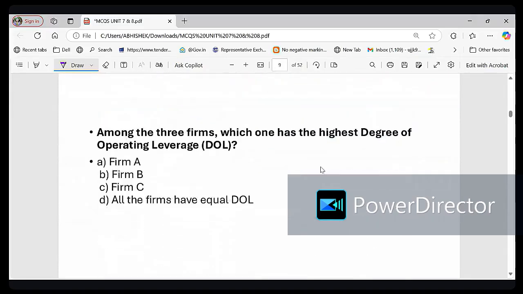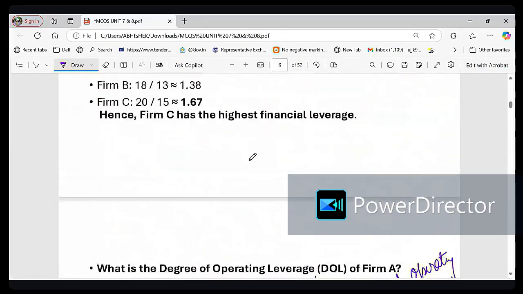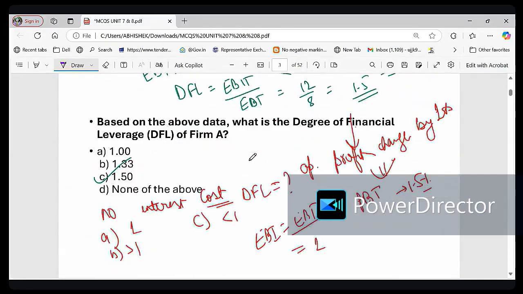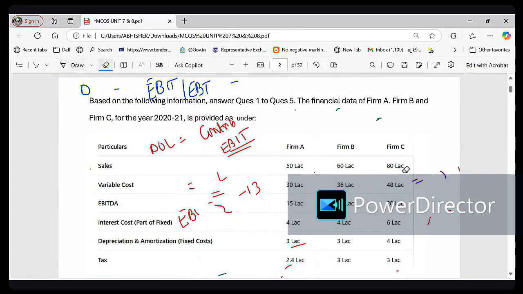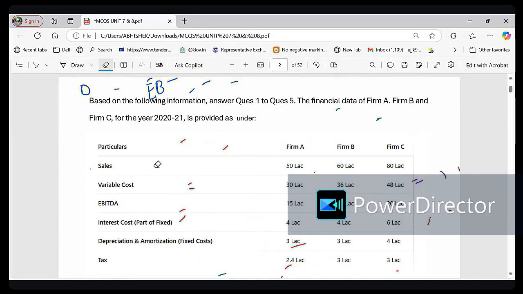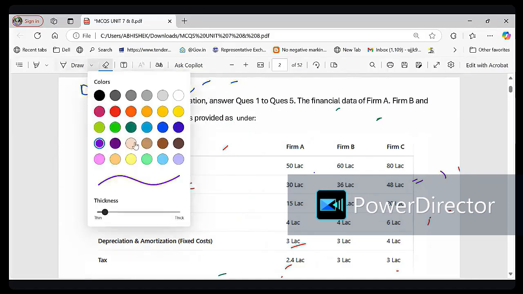Now let's come back to this question. Among the three firms, which one has the highest DOL? For A we have just calculated, it is 1.67. Please calculate DOL for B and C. Let me calculate it. What is DOL for firm B? Let me do the calculation here.